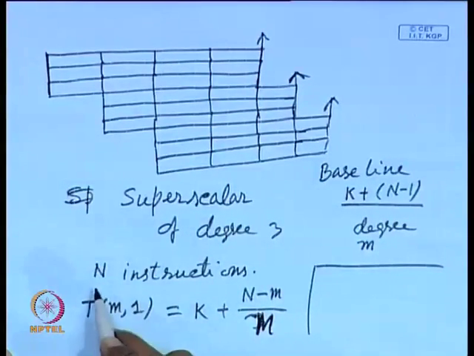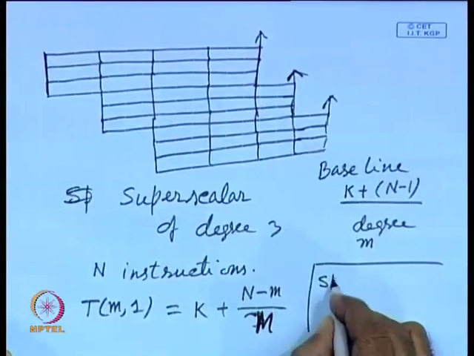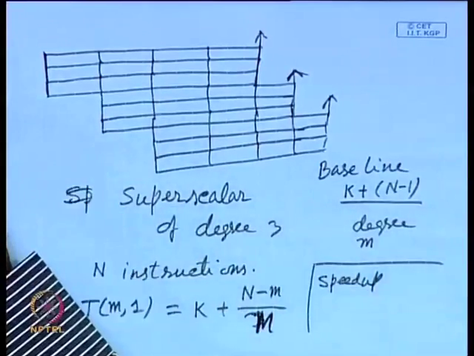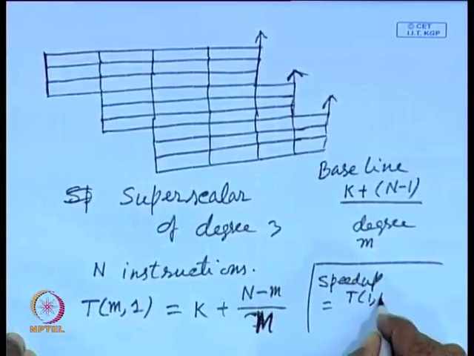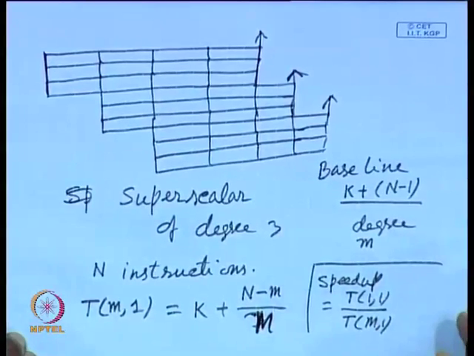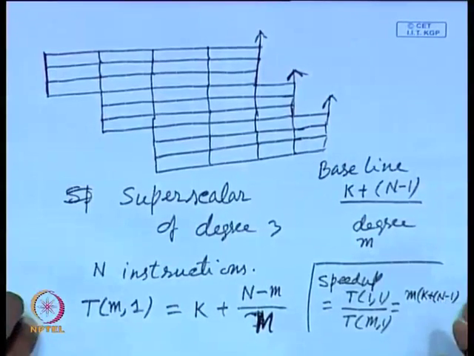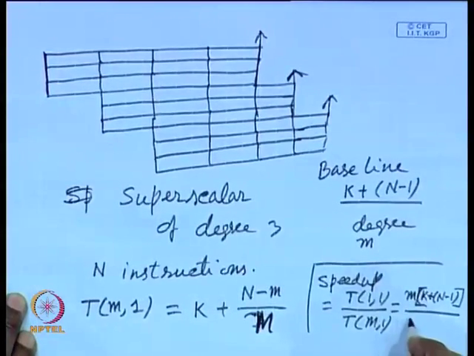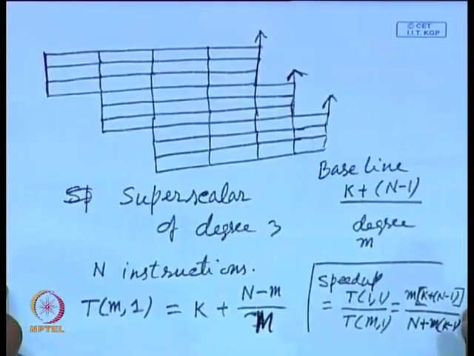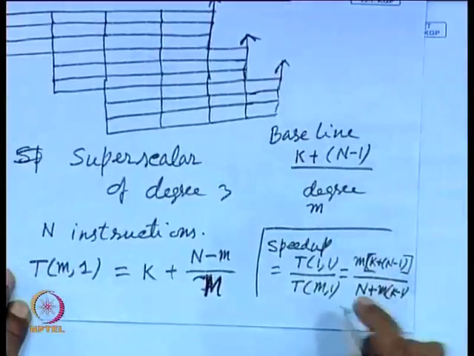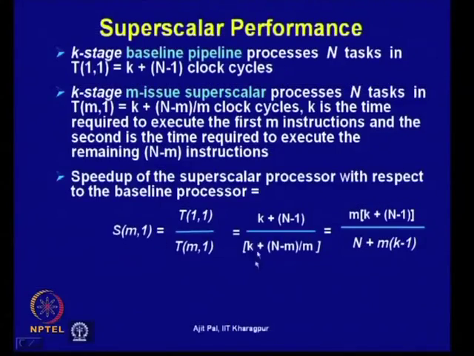In this case, for the superscalar processor of degree m, the time required is k plus n minus m by m. So, speed up is equal to T(1,1) by T(m,1). That means you have to divide this by this, and you will get m into k plus n minus 1 by this factor, n minus n plus m into k minus 1. So, this is the speed up you will get in case of your superscalar processor. This is S(m,1), as shown here.